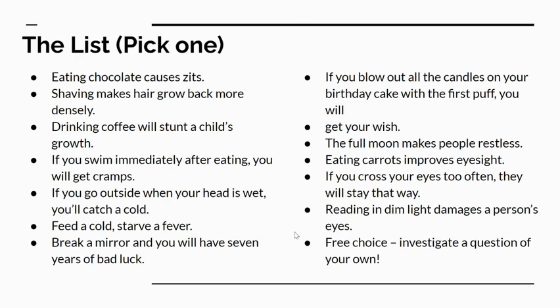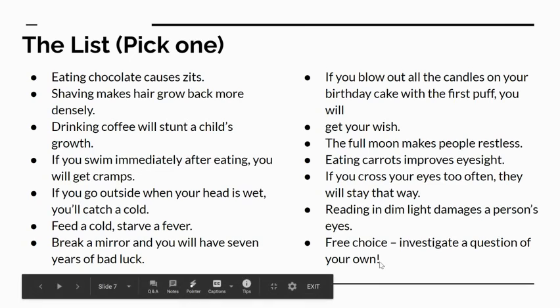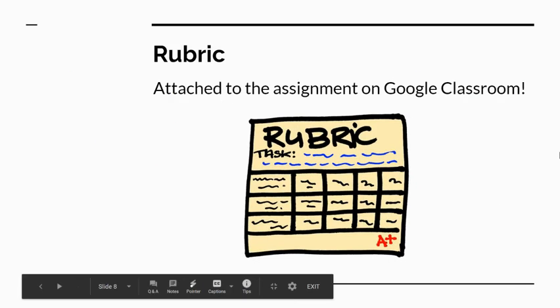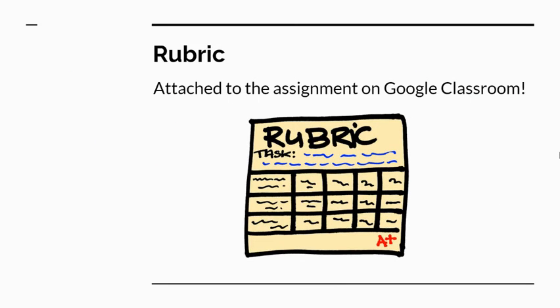For the list, you only have to pick one of these, and you're designing your experiment based on it. Notice there's also a free choice, so maybe you've heard some phrase or myth that you would like to investigate, and that's fine as well. Just make sure it's clear in your Flipgrid that that is the question that you are investigating. For this assignment, you will be graded based on a rubric, which you can find on Google Classroom.